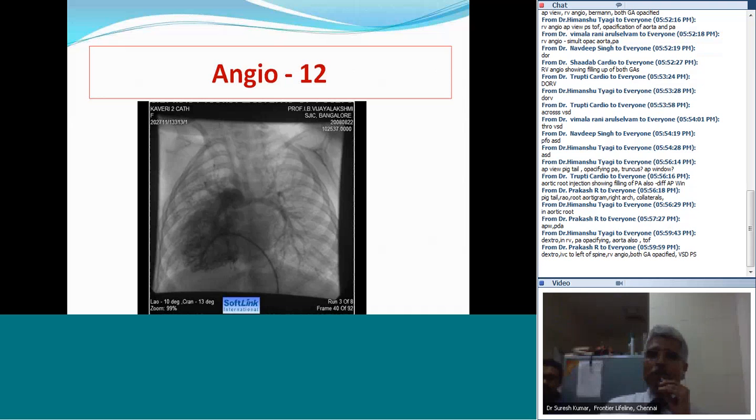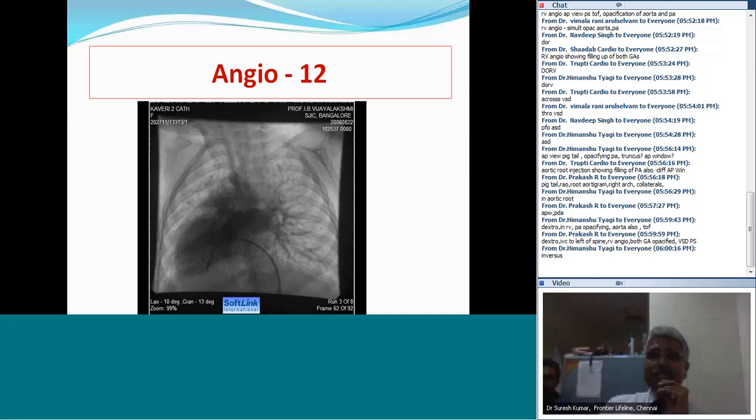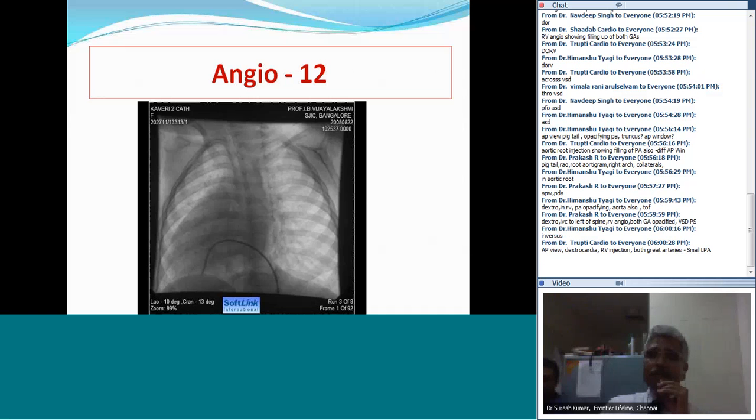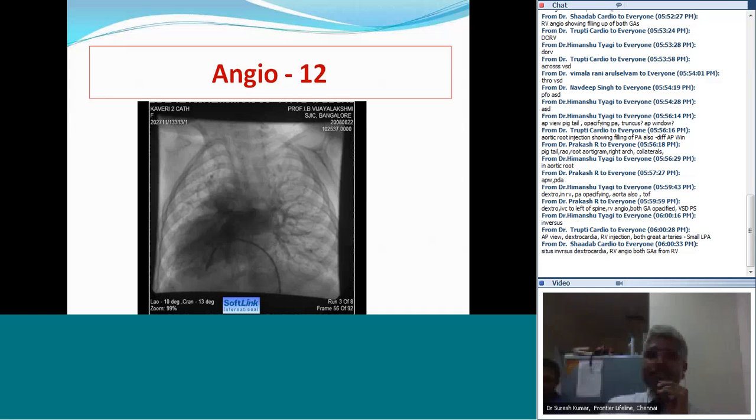Good. Prakash, you have IVC to the left of spine and you have dextrocardia. So you would say that it is situs inversus dextrocardia. Once you notice that the IVC is to the left of the spine, which means the venous catheter is to the left of the spine, you have noticed that it is situs inversus. And this situs inversus, where is the injection into? It is definitely into a venous ventricle because it's a trabeculated ventricle that's getting opacified.